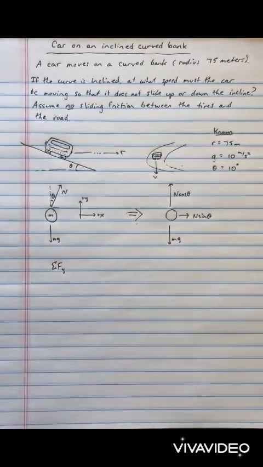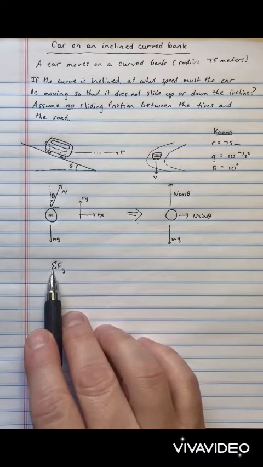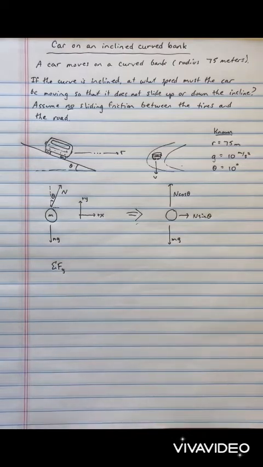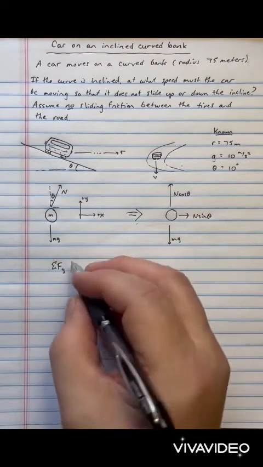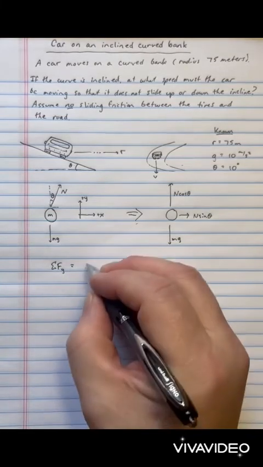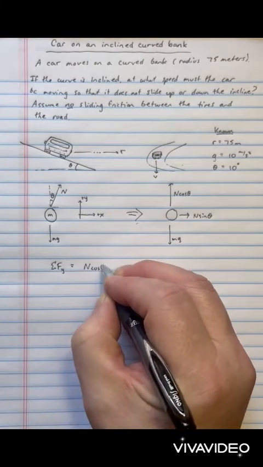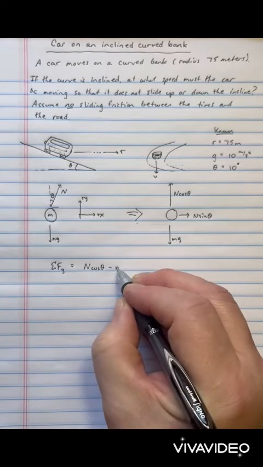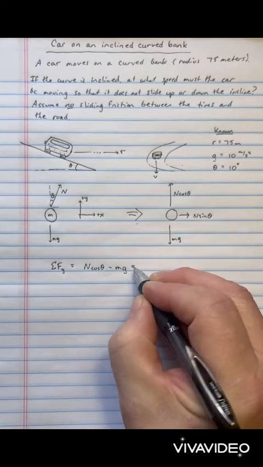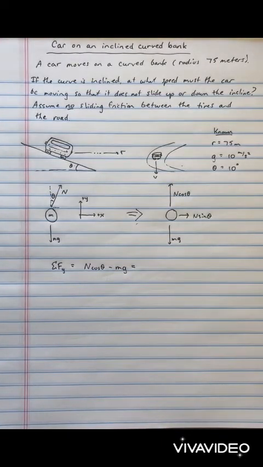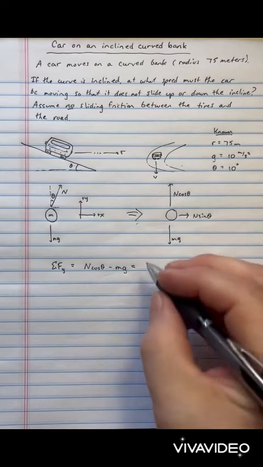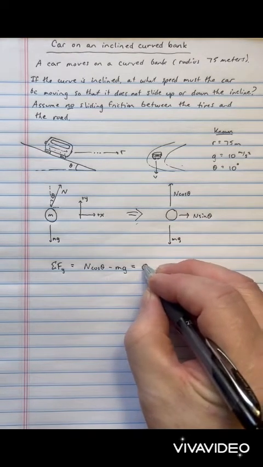Now, I'll use this lingo just to be a little bit different, in case you've seen it this way. Summation of forces in the y direction. Sometimes I write F net, but let's do the summation signs for a change. That will be N cosine theta going up and subtracting weight, mg, going downwards. And we're assuming, this is the whole point, after all, that the car is not going up or down, and therefore the acceleration in y will be 0.